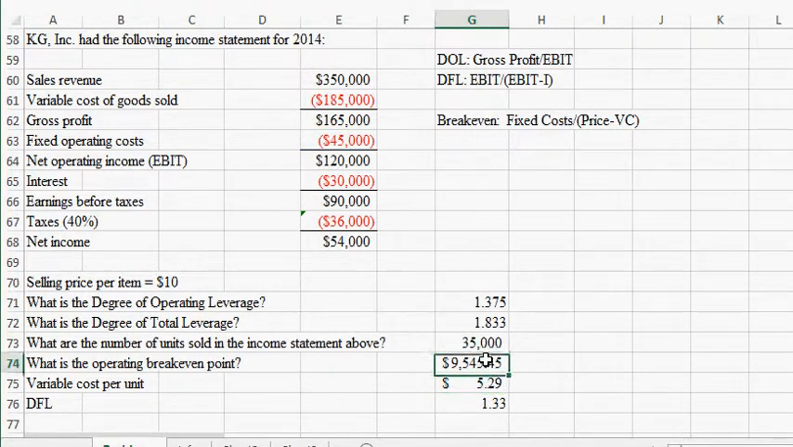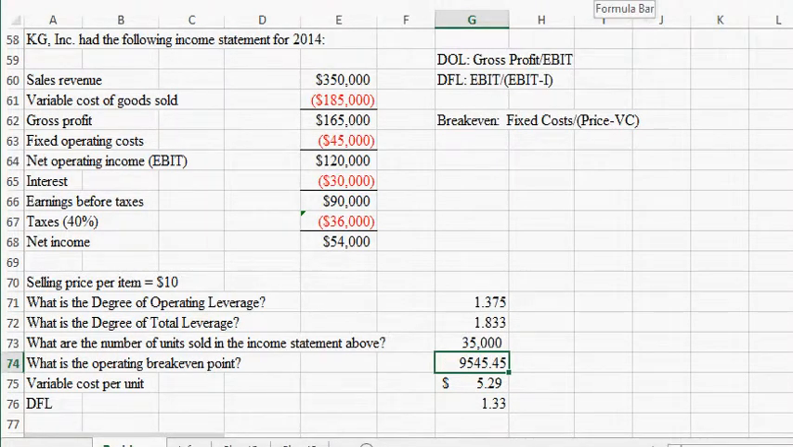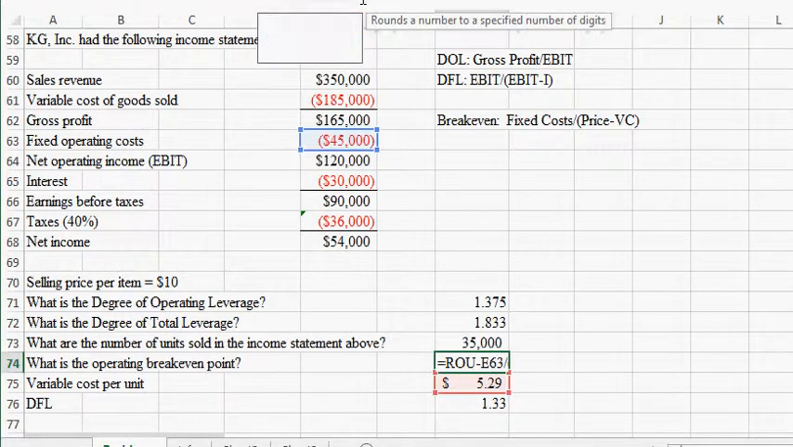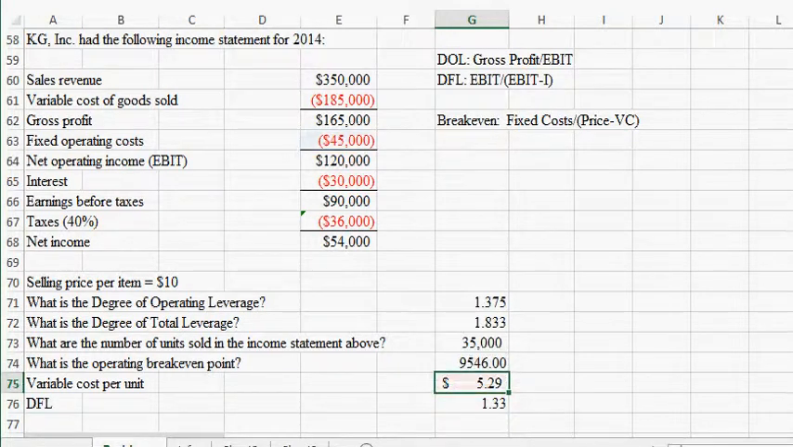And our operating break-even, again, it's a number, and we would need to round that up because you can't make part of a product. So you could simply retype it as 9,545.45, or you could enter the function equals round up and then put in parentheses what you already have as a formula, and add that you want 0 decimal places, and it will round it up for you to the right number. So either way works.